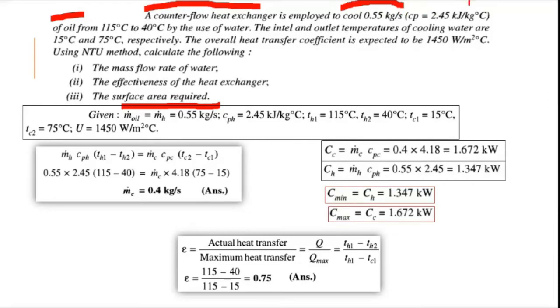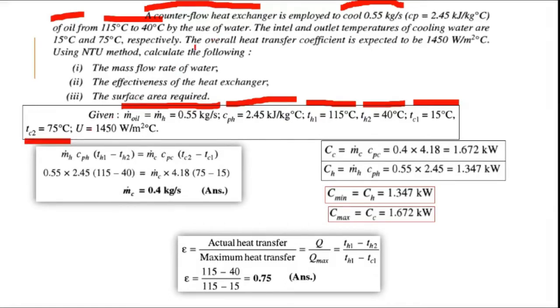Cp for that particular oil is given. So Cph value, or a small ch value, that is equal to 2.45 kilojoule per kg degree Celsius, or you could also write 2.45 kilojoule per kg Kelvin. Both are same. From 115 degrees Celsius to 40 degrees Celsius. It means TH1 value is 115 and TH2 value is 40 degrees Celsius. The inlet and outlet temperatures of cooling water are 15 and 75. So they have given you TC1 value, they have given you TC2 value.